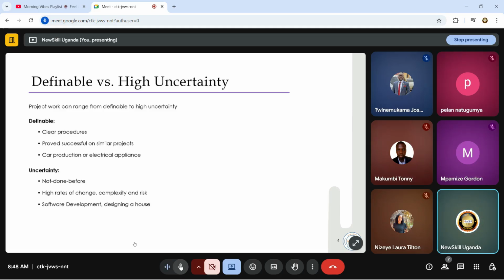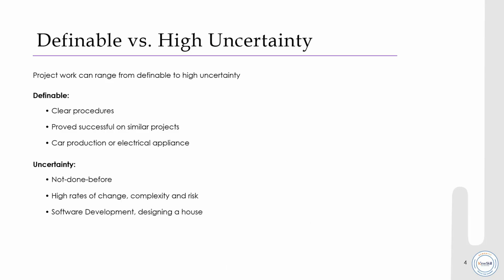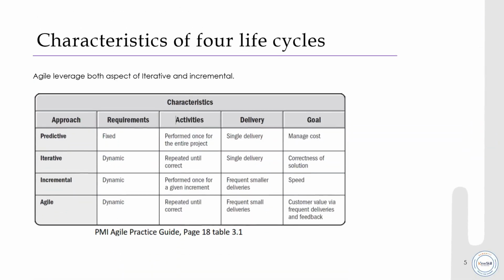Okay, and this way you can apply agile approaches where there are high rates of change, high complexity, and high risk, like software design or software development. Those have uncertain requirements. So agile has its own benefits and predictive also has its own benefits. Now you leverage the benefits of both of these approaches to craft something that would work well for you.